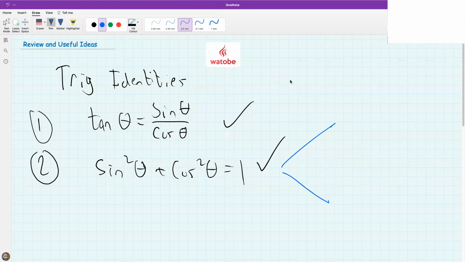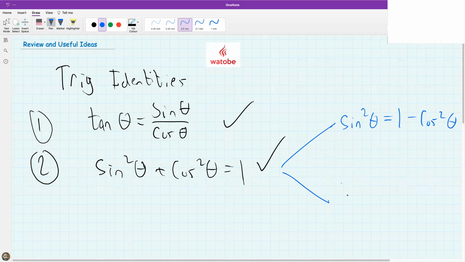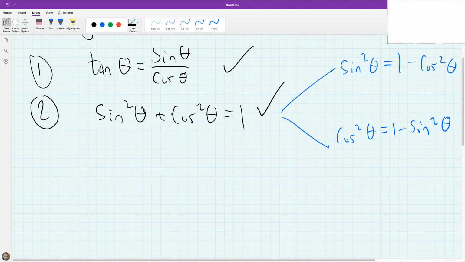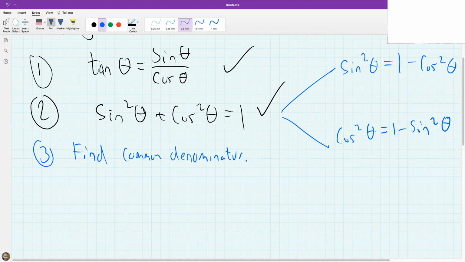Okay, so I think maybe I'll write it up. So the idea that I was thinking of was saying that sine squared theta can also be written as 1 minus cos squared theta, or you can write cos squared theta is 1 minus sine squared theta. So that is an important thing to remember, because sometimes you can use it in the different forms. The other thing that you sometimes have to do is find common denominators. So be aware of how to find a common denominator.